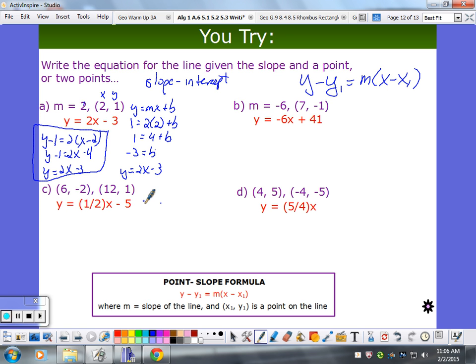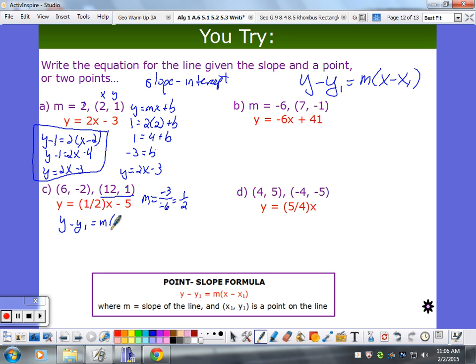So we have to find the slope, right? None of these is a y-intercept because it doesn't have a 0. So let's see. Negative 2 minus 1 over 6 minus 12, right? I can reduce that to negative a half. Now I'm going to pick one of these to be my point. Which one do you want to use? A lot of times when there's negatives and there's one without negatives, I will pick that one. Seems like we're less likely to make a mistake. But you can use the other one.